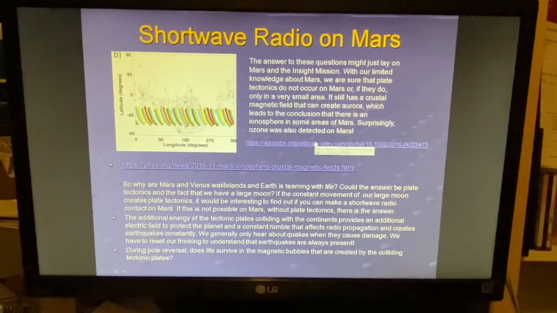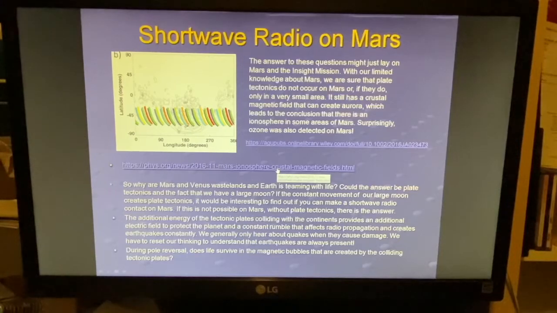But the interesting part is that there's also ozone found on Mars, which I find interesting, because that would mean that there's oxygen somewhere in the atmosphere that can turn into ozone. They have also recorded aurora from the planet, which would hint that it has something to do with how well the ionosphere works.